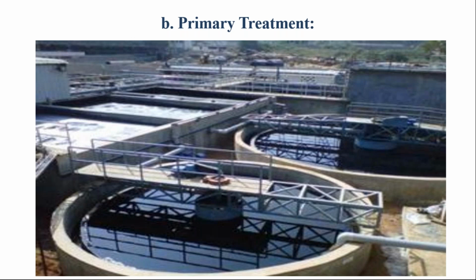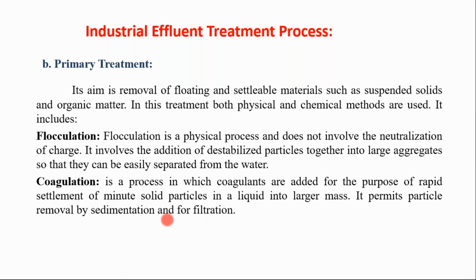Flocculation is a physical process and does not involve the neutralization of charge. It involves bringing destabilized particles together into large aggregates so that they can be easily separated from the water. And coagulation is a process in which coagulants are added for the rapid settlement of minute solid particles in a liquid into a larger mass. It permits particle removal by sedimentation and filtration, which is shown in this picture.